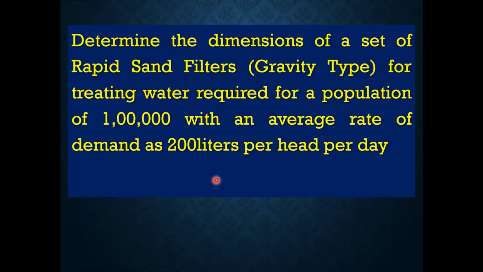But from the given things, which things do you identify? Population is given and average rate of demand is given for one person. Hence, taking those two things, the first important thing in any design is that you have to calculate the maximum quantity of water coming to the corresponding treatment unit.